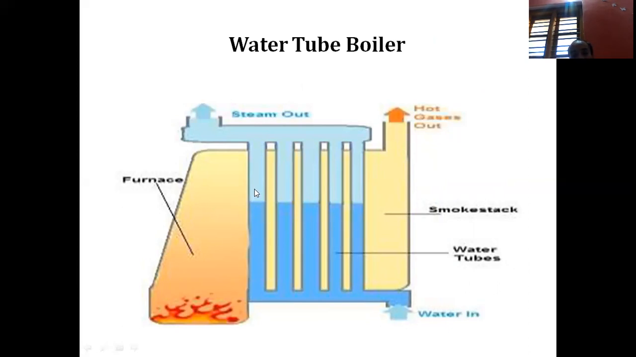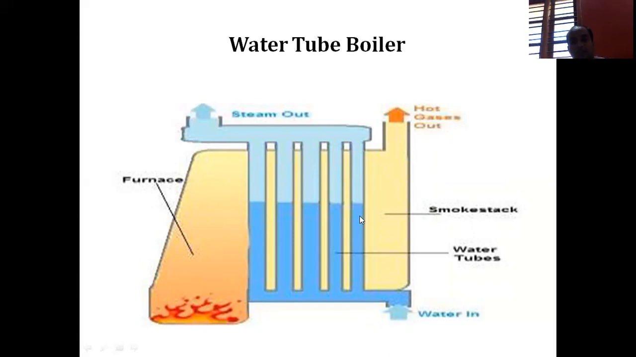And you can see here at some higher part, the color is different. What it means is, when the water is flowing from bottom to top, by the absorption of heat from these gases, it gets converted into steam here. You can see here. And this steam is taken away. Therefore, the boilers in which water flows in the tubes for the formation of steam, we call them water tube boilers.